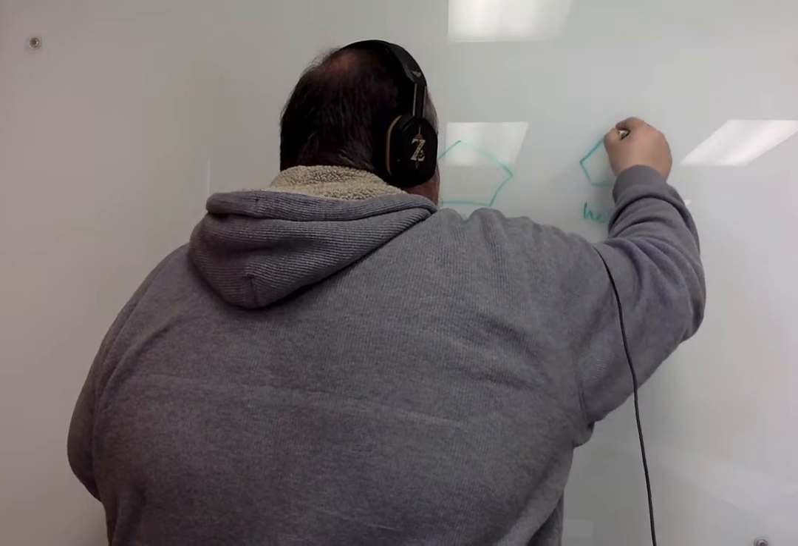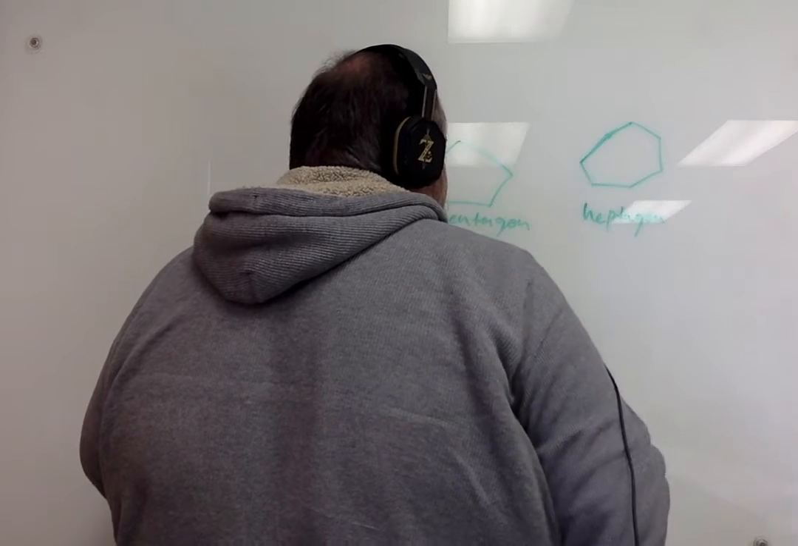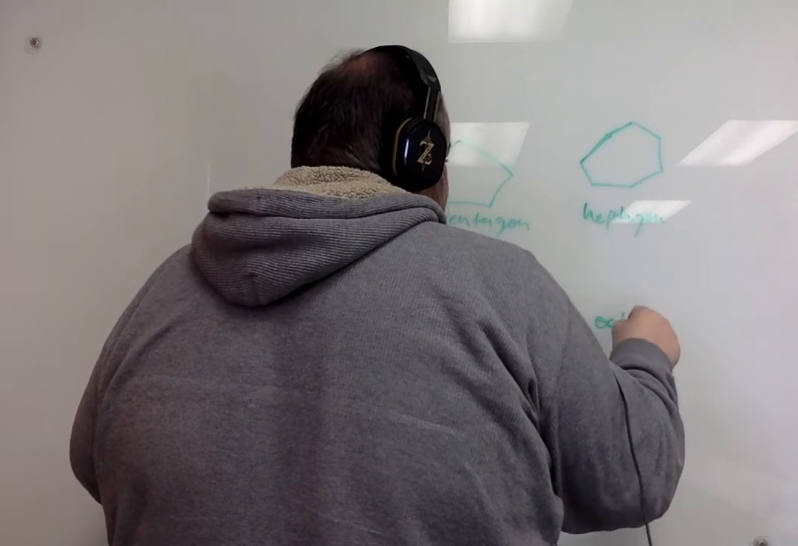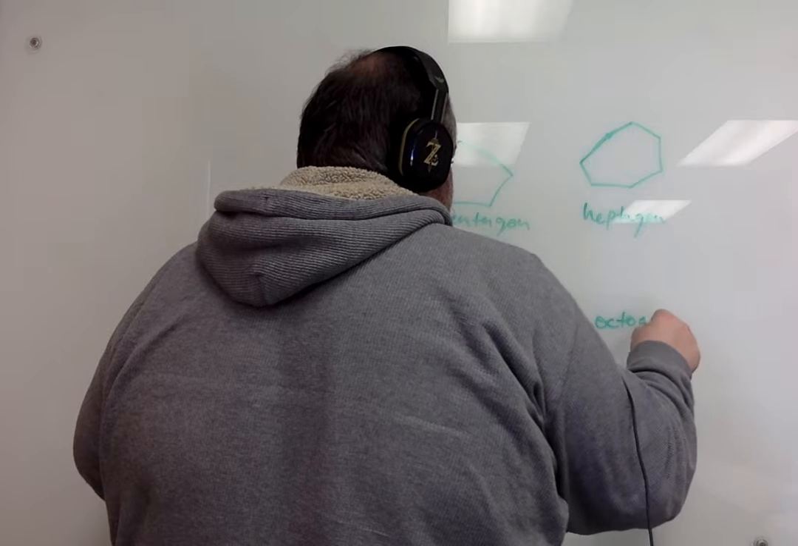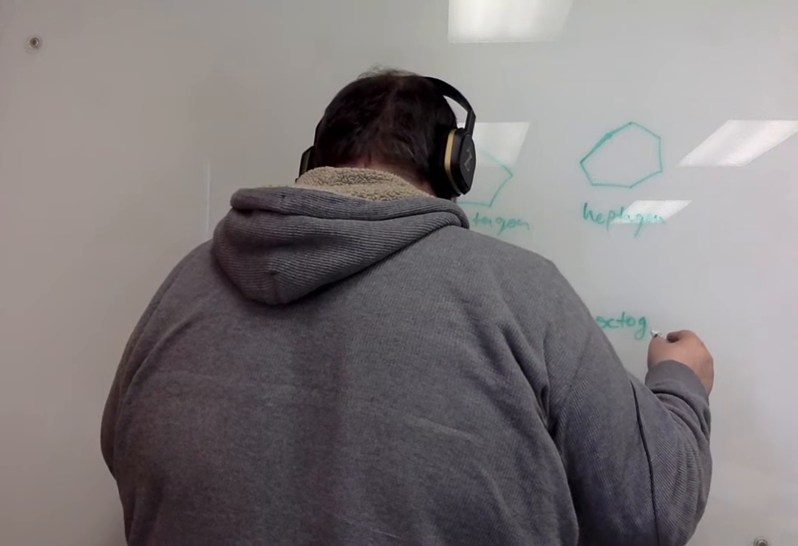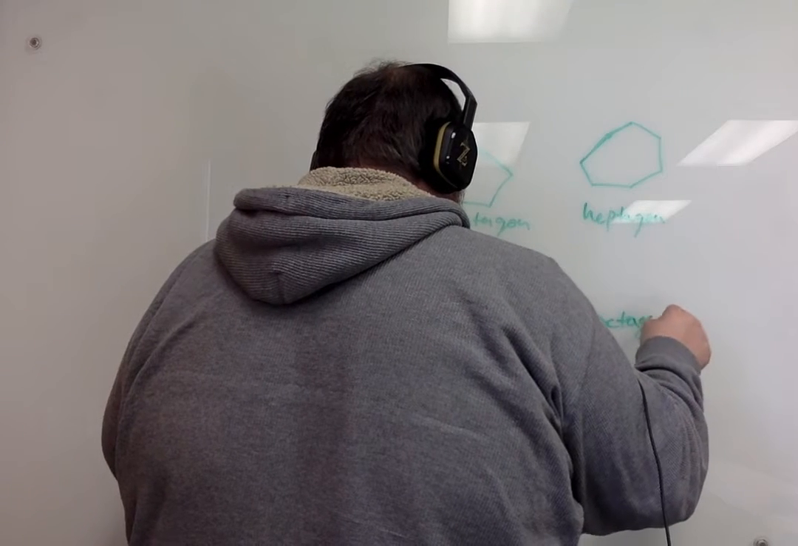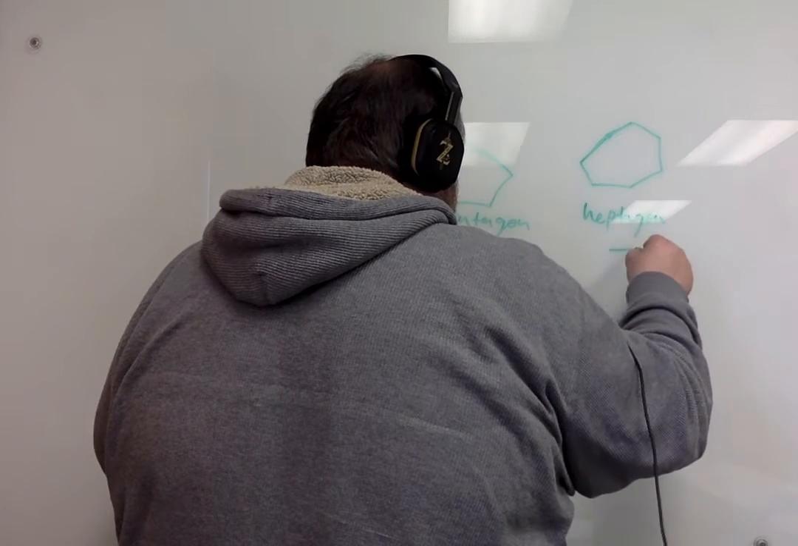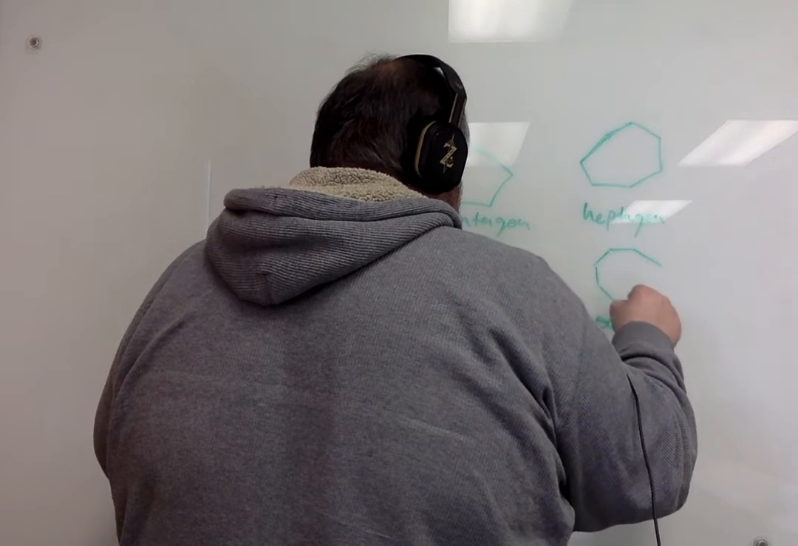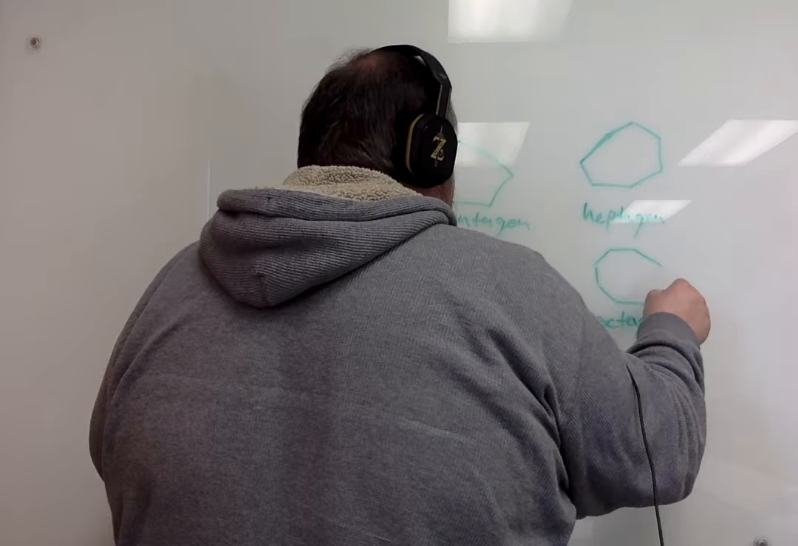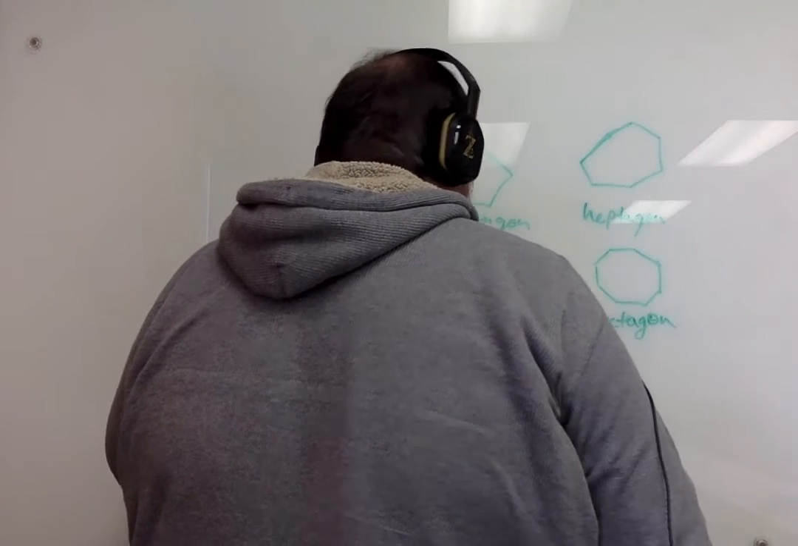So if you imagine that those are different sides there. And then an octagon. Most people are used to the octagon because we see it all the time. It's the shape of a stop sign, an octagon.